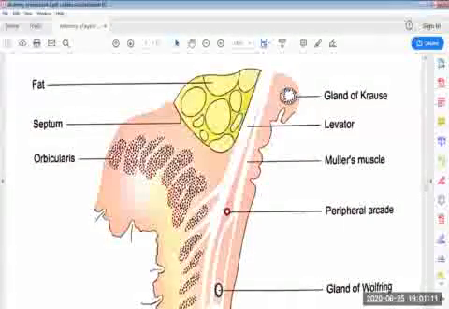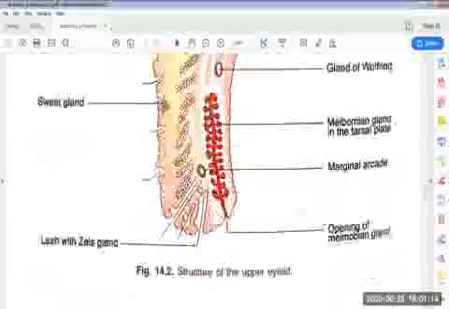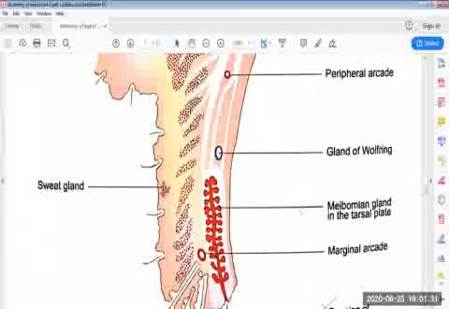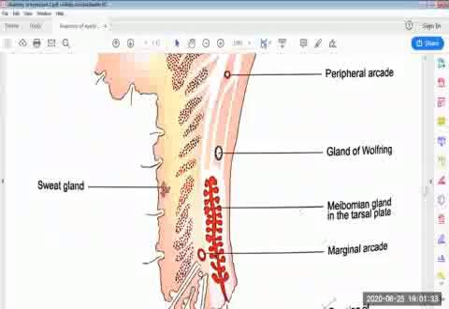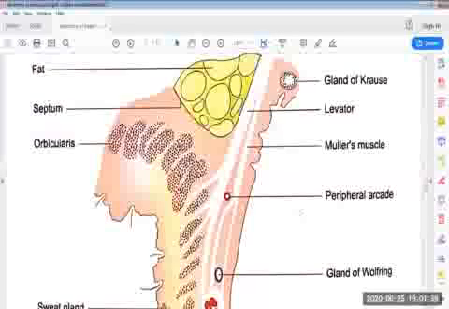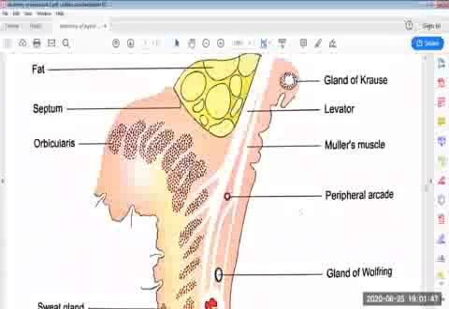Here's an image in which they have shown the structure of the upper eyelid. On the lower side, there is the opening of the meibomian gland, and at the root of the hair follicle there is the gland of Zeis, and there is the fat gland, marginal arcade, meibomian gland in the tarsal plate, gland of Wolfring, peripheral arcade, Mueller's muscle, levator, gland of Krause, fat, septum orbitale, orbicularis oculi muscle.